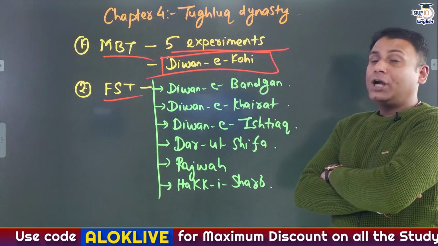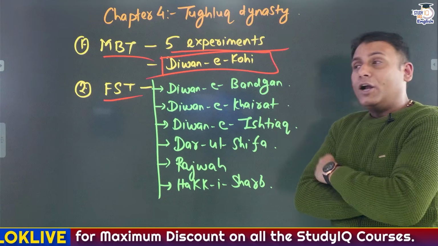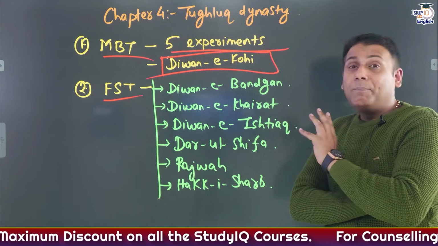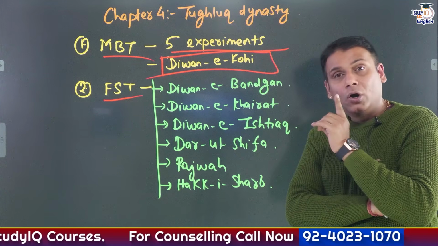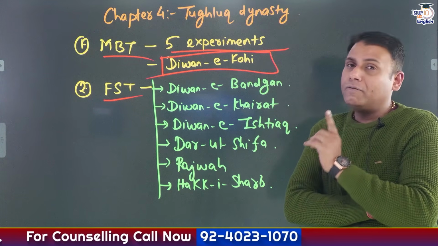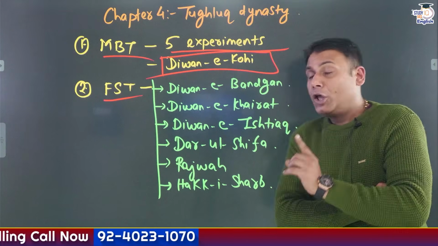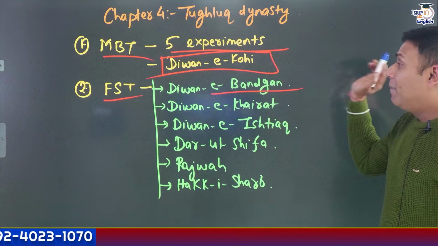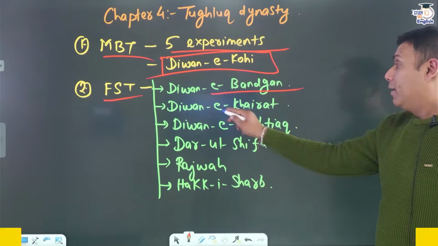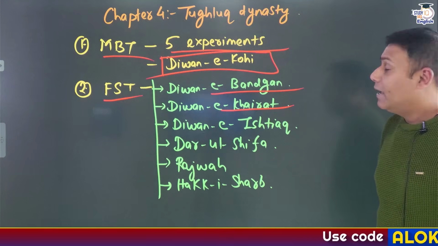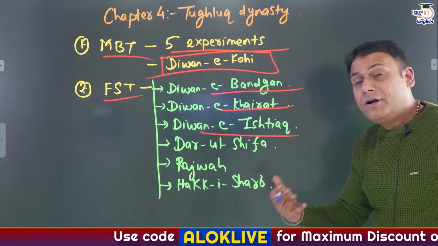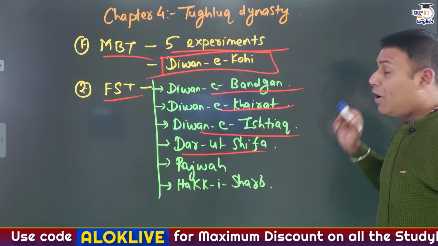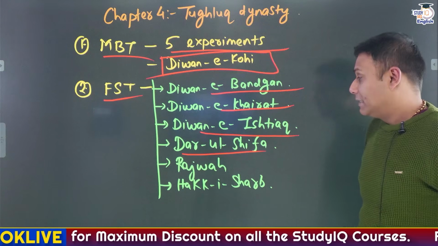And during Firoz Shah Tughlaq's time, there were many departments that were created. So as I've told you, terminologies are very, very important from the exam perspective. So Diwan-e-Bandagan department, that is slave department. Charity department, that is Diwan-e-Khairat department. Diwan-e-Ishtiyaq, that is pension department. Darul Shifa or Shifa Khana, free hospital service.